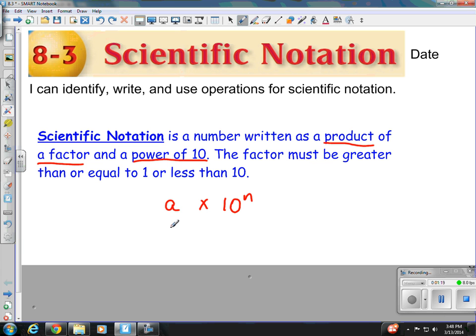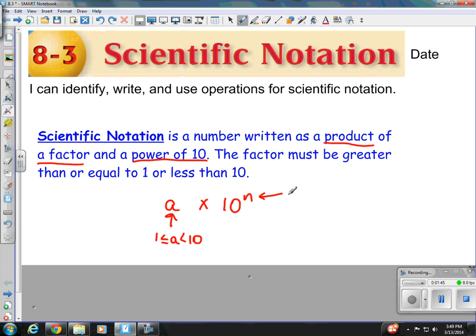Then it goes on and tells us that a, our factor, has to be greater than or equal to 1, and a has to be less than 10. So basically, we're looking at numbers from 1 through 9s with a lot of decimals. So a can be greater than or equal to 1, and a is less than 10.